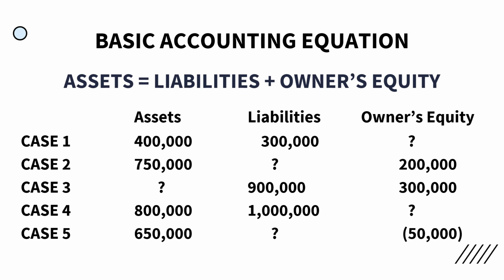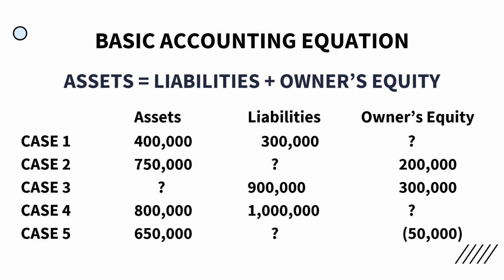For case 2, if assets is 750,000, owner's equity is 200,000, so liabilities can then be computed as 750,000 minus 200,000, so is equal to 550,000 of liabilities, so that the accounting equation is still balanced equal to 750,000. In case 3, if liabilities is 900,000 and owner's equity is 300,000, the question mark is the assets. So therefore, adding 900 and 300, that's 1,200,000. Therefore, assets should be 1,200,000.